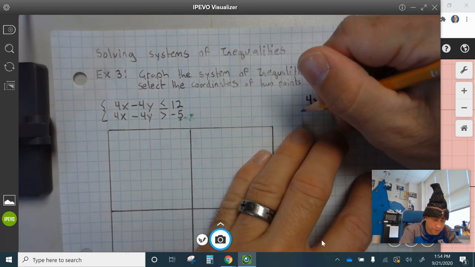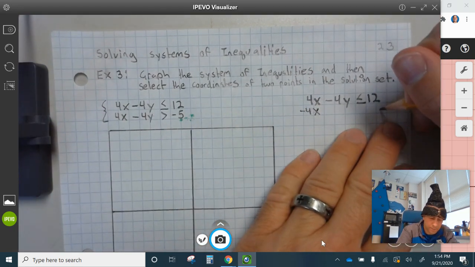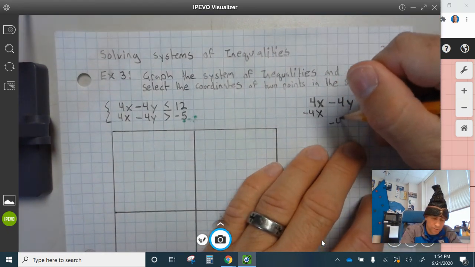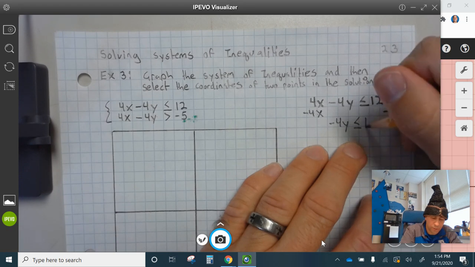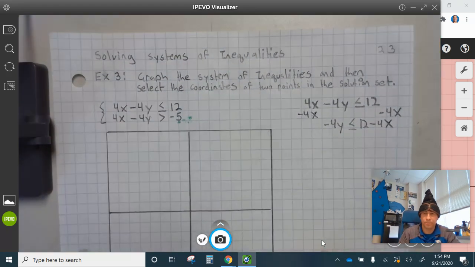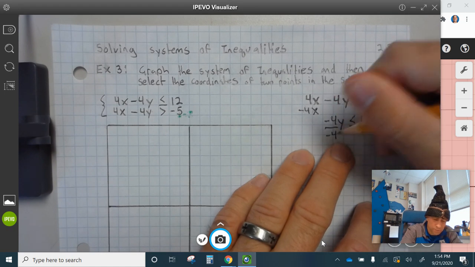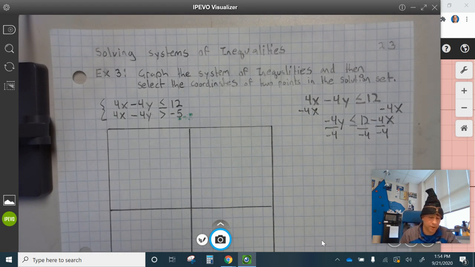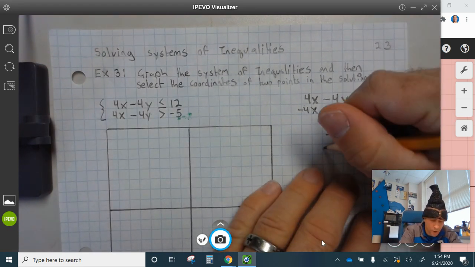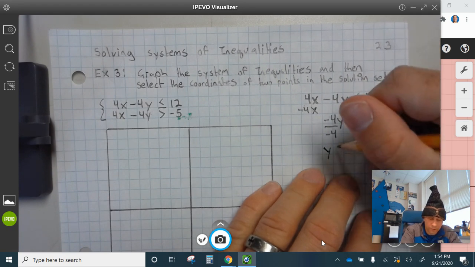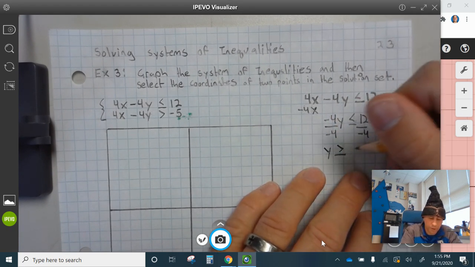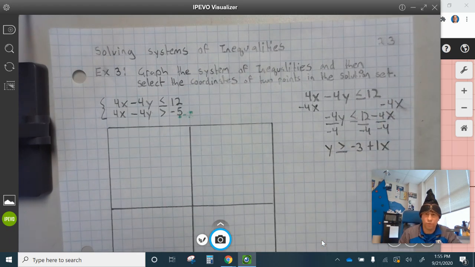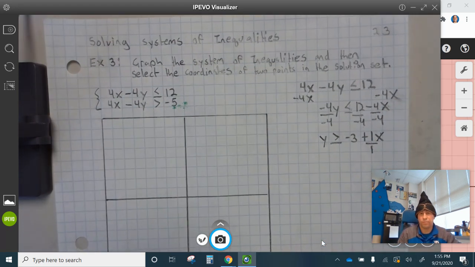All right, so we're going to subtract 4x from both sides. So then we have negative 4y less than or equal to 12 minus 4x. Divide everything by negative 4. You have y, you divide by negative, so this flips. So this now becomes y greater than or equal to 12 divided by negative 4, which is negative 3. And negative 4 divided by negative 4 is a positive 1x, which we immediately divide by 1, so we have the slope, which is a fraction.